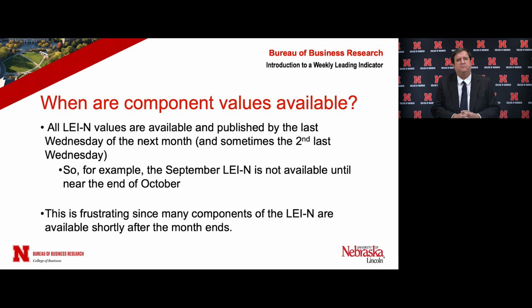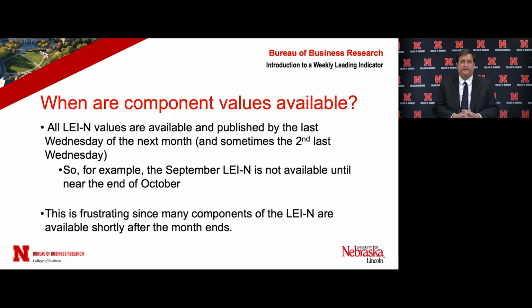All right, so when are the 6 component values available? Well, as I've said, all 6 components are available and published by the last Wednesday of the next month, sometimes the second last Wednesday. So just for example, the September LEI-N will not be available until near the end of October, in fact, by next Wednesday. So that's when all 6 will be available.